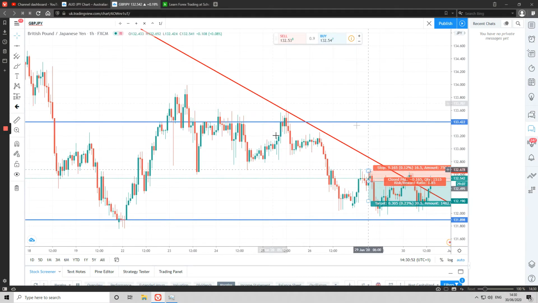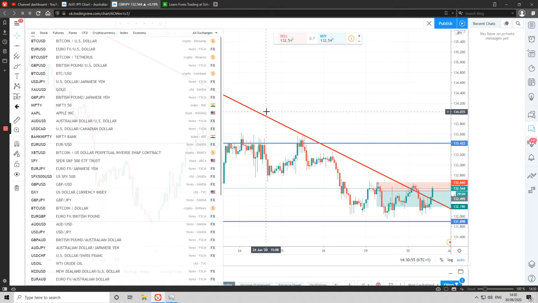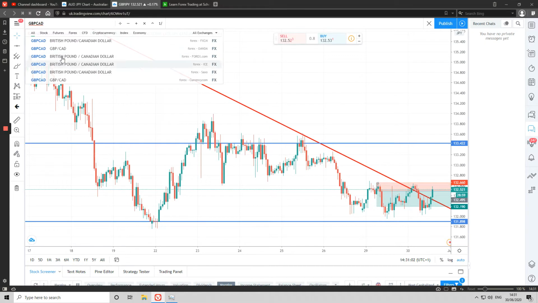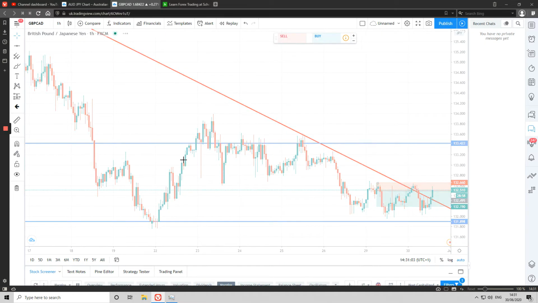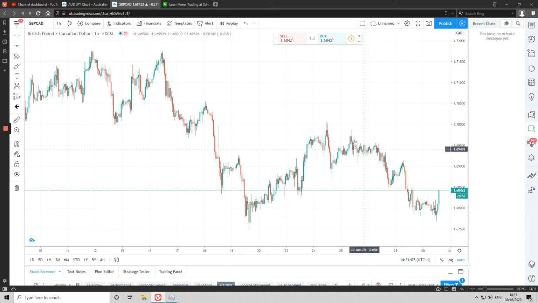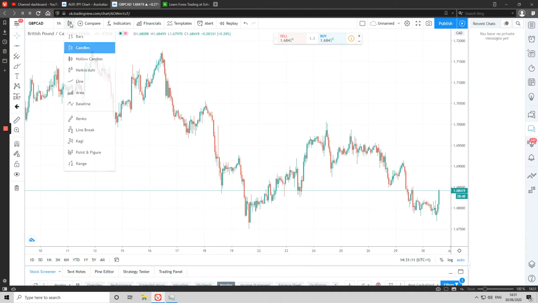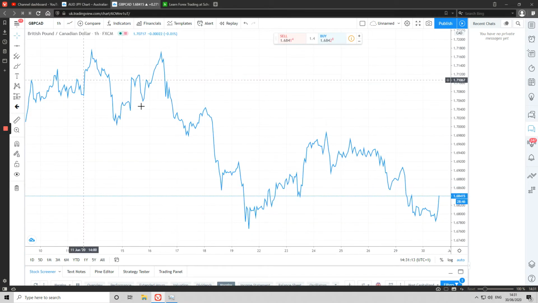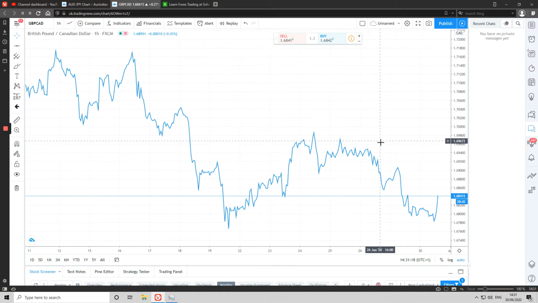I've already got these lines drawn in, so I'm going to change to a different chart instead. If we just go GBP CAD, for example, so the pound against the Canadian dollar. I'm going to remove drawings. Okay, so the same as my trend line video, the first thing you want to do is change to a line chart. That's going to make plotting points much easier and clearer, and then you can change back to your candlestick chart after. So support and resistance is going to be the turning points in the graph.